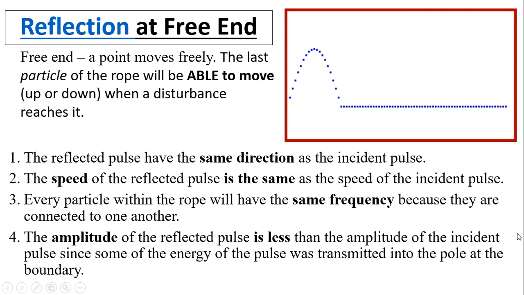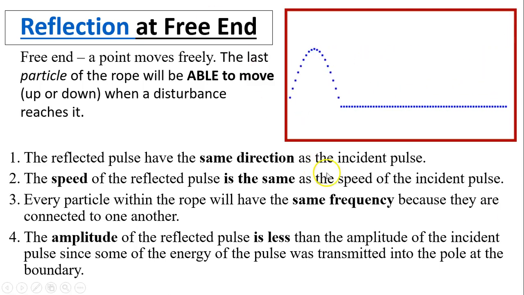Now let's take a look at a reflection at a free end. Free end means the point at the end actually moves. The last particle of the rope will be able to move up or down. So what are the characteristics of this reflected wave? The reflected wave will have the same direction as the incident wave.